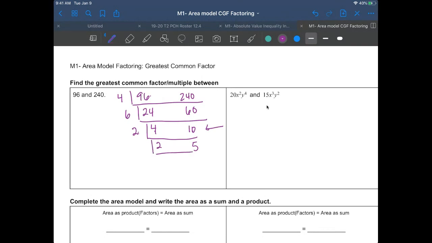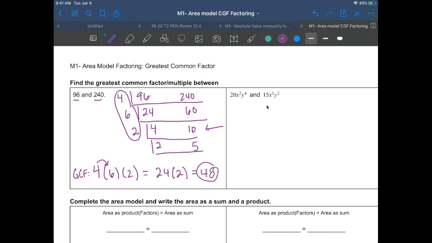Anything else divide out of 2 and 5? Nope. We stop there. So now we take all of these values for our greatest common factor, which is 4 times 6 times 2, which I'm going to multiply together. 4 times 6 is 24, times 2 gives me 48. So the highest number that will divide out of both 96 and 240 is 48.